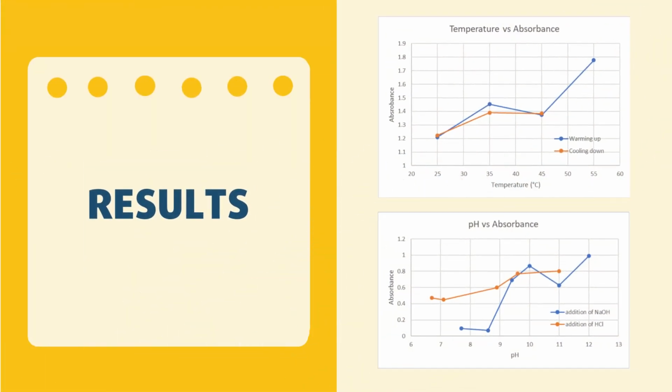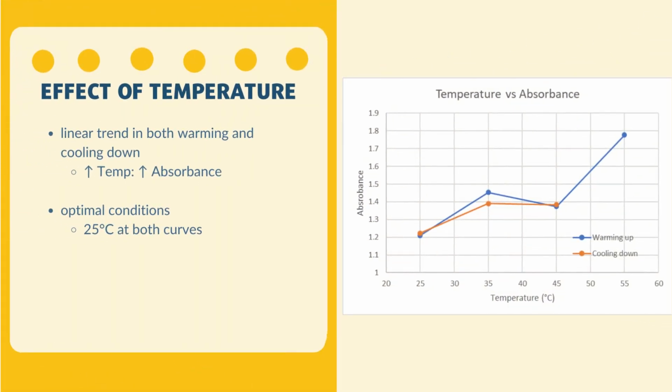Now, let's plot the data obtained from the effect of temperature and effect of pH datasets. The temperature plot has shown a linear trend in both the warming up and cooling down part of the experiment. The initial temperature is 25 degrees Celsius corresponding to an absorbance of 1.21 on the warming up and 1.22 in the cooling down. Increasing the temperature at both warming and cooling setup has an increase in absorbance, indicating that there is an increasing amount of denatured protein as more starch is left undigested.